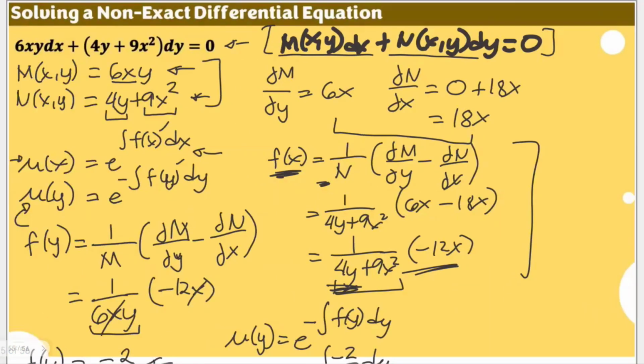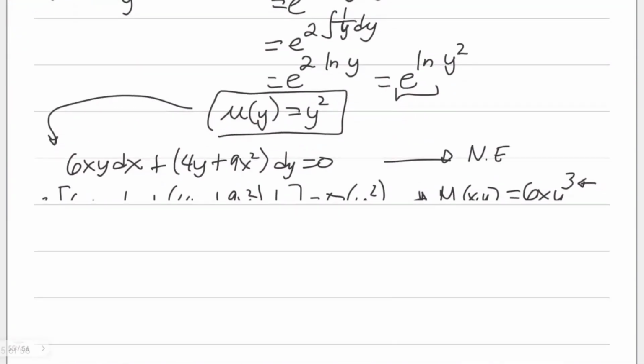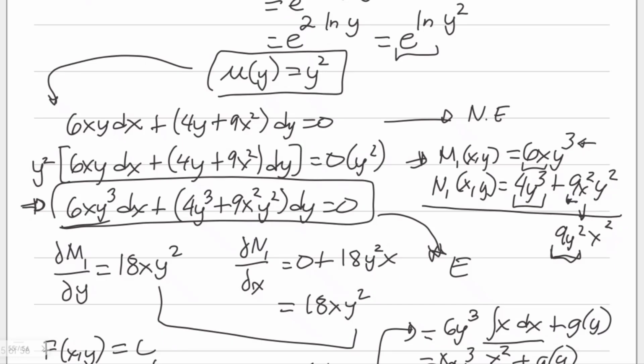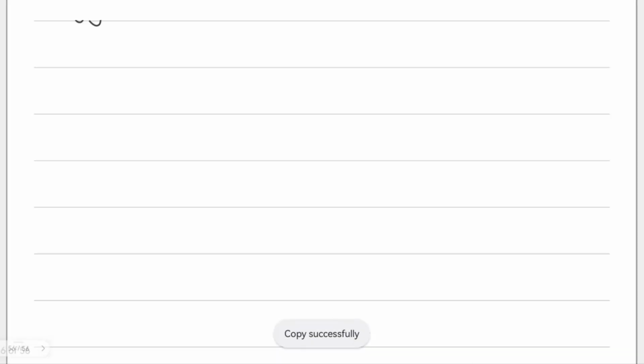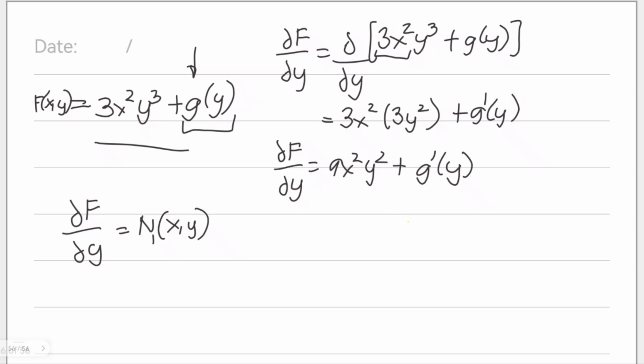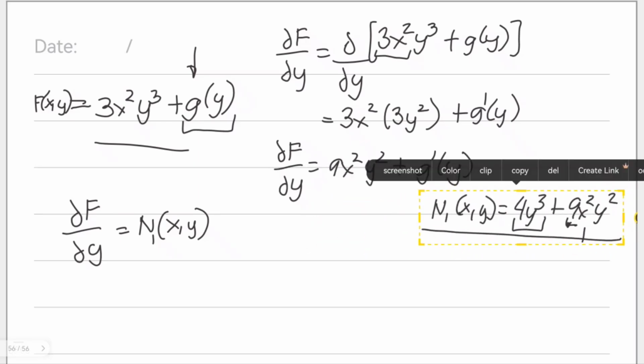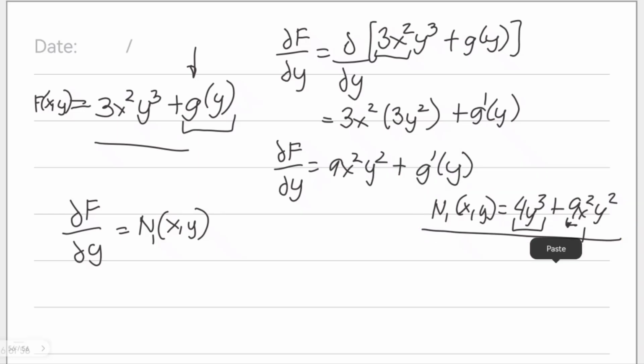Going back here, this is not the item we're talking about because that's non-exact. This is what we will be using, N sub 1. So let me copy this as well, move to the other side, and paste it here. So our N of x y is this.